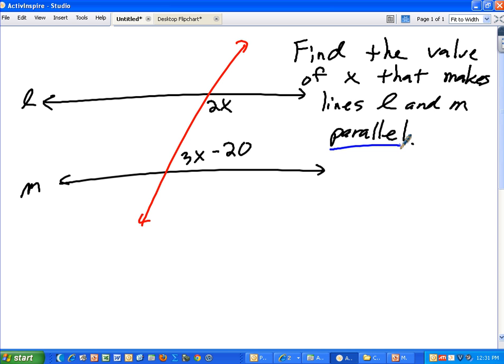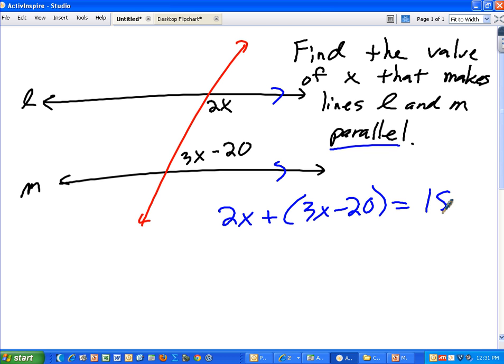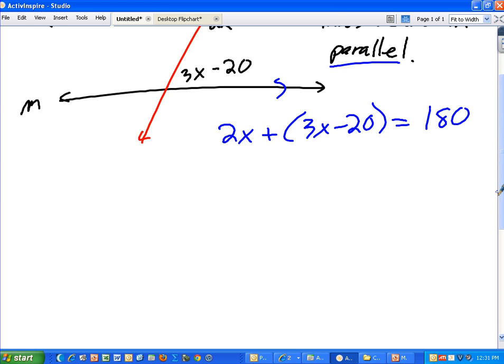Either way, what's the algebra relationship we get between these two angles? In order for these lines to be parallel, what has to be true of those two angles? Yeah, they're supplementary, so they add to 180. Good. So 2x plus 3x minus 20 equals 180. And how would we go about doing that algebra?